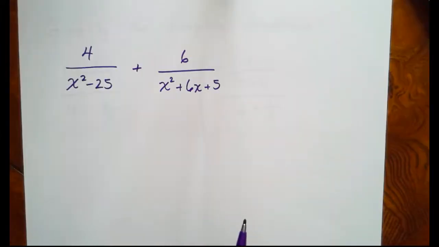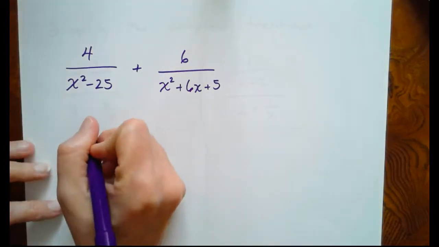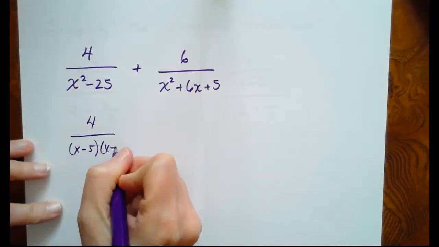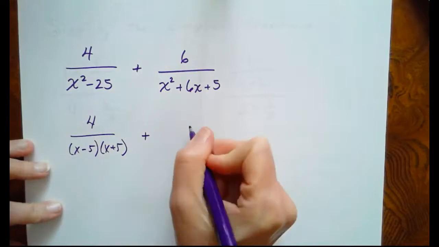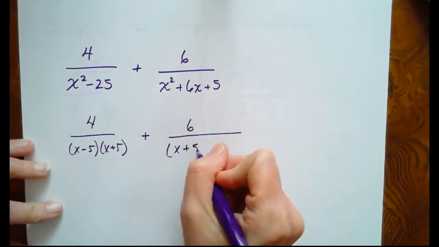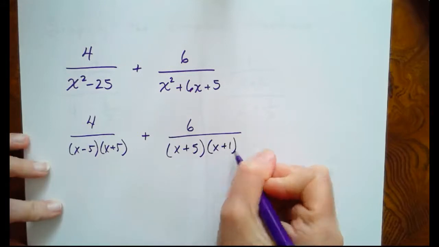Again, we want a common denominator. This time our variable is a single variable, so we'll be looking for restricted values here. So first of all, factor both denominators completely. So first we've got 4 over x minus 5 times x plus 5, plus 6 over, and this is going to be x plus 5 times x plus 1.